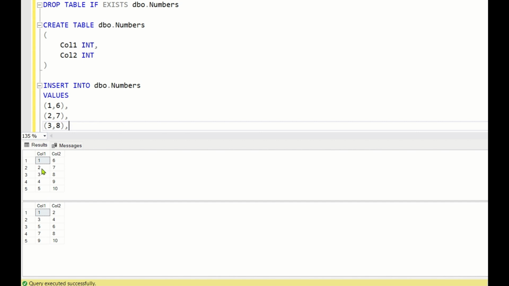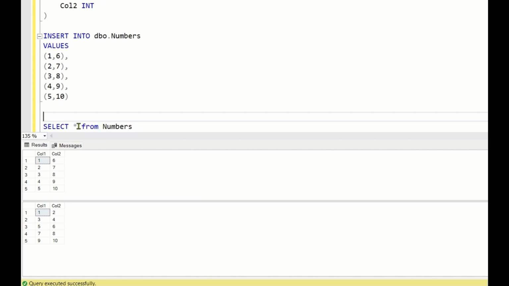So how do we do that? There is a simple logic here. If you observe carefully, 1, 2, 3, 4, 5 should become 1, 3, 5, 7, and 9. The equation is column 1 equals column 1 multiplied by 2 minus 1. So 1 multiplied by 2 is 2, and 2 minus 1 is 1. So this value becomes 1.